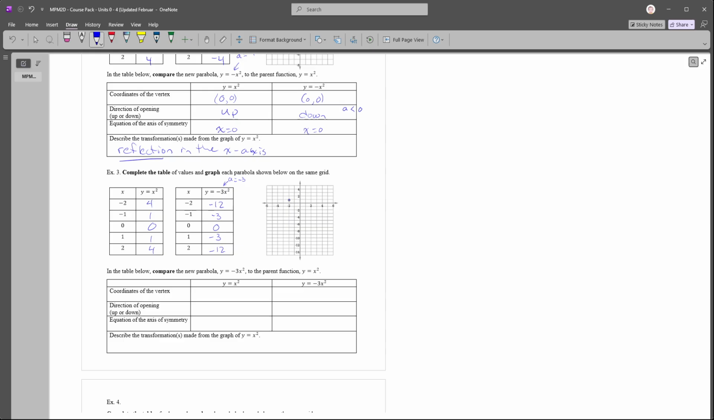So we have -2, 4. -1, 1. 0, 0. 1, 1, and 2, 4. So there's our first equation, our parent equation. Y is equal to x squared. Okay, we have our x and our y axis.